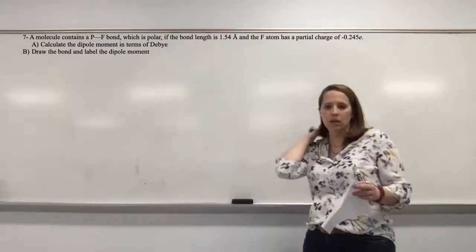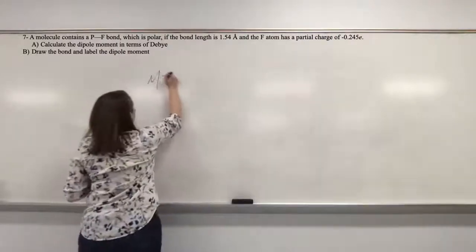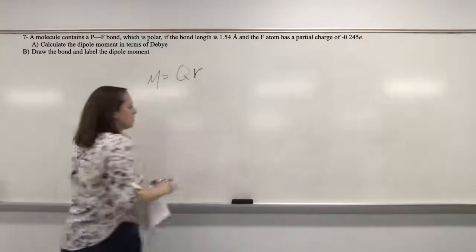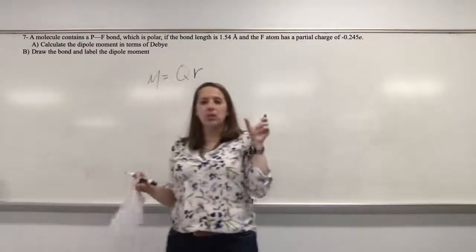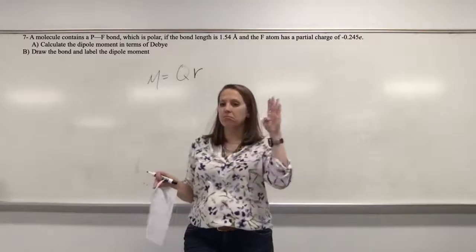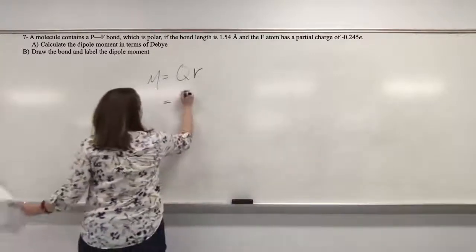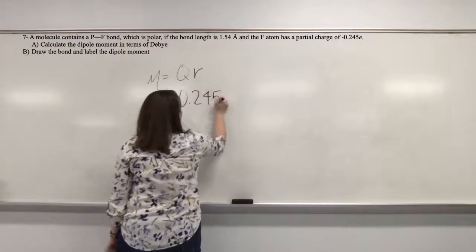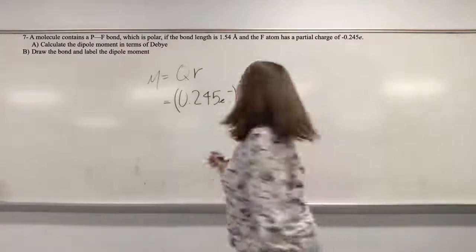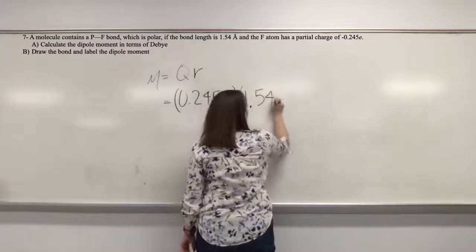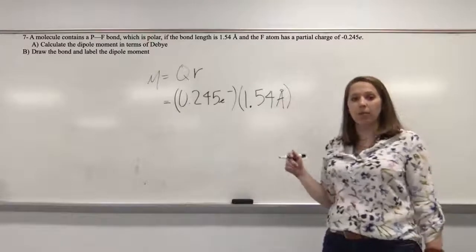So in this case, we need to remember that the dipole moment is mu, and mu equals q, the charge, times the radius. Now, radius in this case is a slight misnomer because it might suggest that we need to modify the bond length. It is the charge times the bond length. So in this case, we know that the charge is 0.245 electrons, and the radius is 1.54 angstroms. So we could multiply these two together, and that will give you the dipole moment.